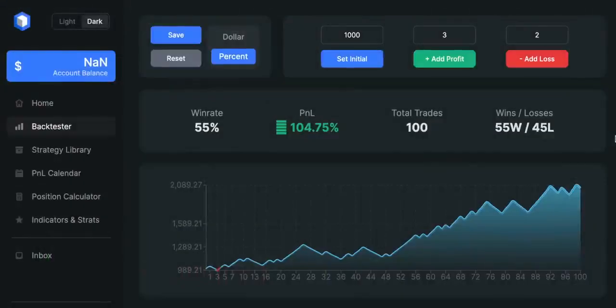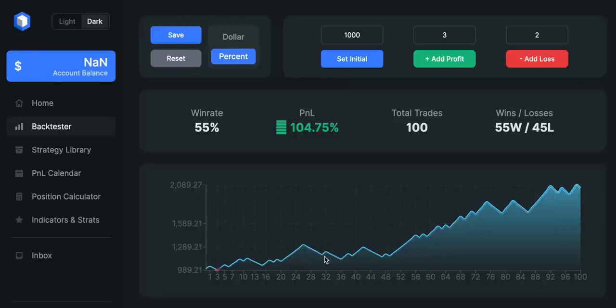Okay, just done the backtesting, and as we can see, the strategy is not that bad. Our win rate is 55%, and we increased our account size by 104.75%. I found those 100 setups within 2 months. The only thing I don't like about this strategy is the potential drawdowns we could have.